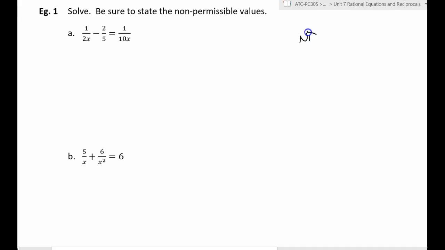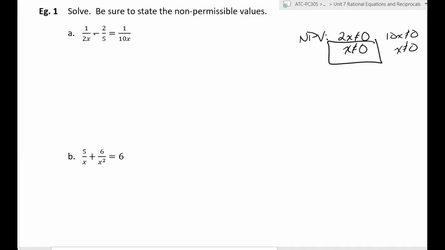So non-permissible values are when our denominator would be equal to 0. So if 2x cannot equal 0, that's a non-permissible value, which means x cannot be 0. That actually holds true again for 10x. We can check if you want. 10x cannot be 0. So x cannot be 0 either when we divide by 10. Okay, so that is my non-permissible value.